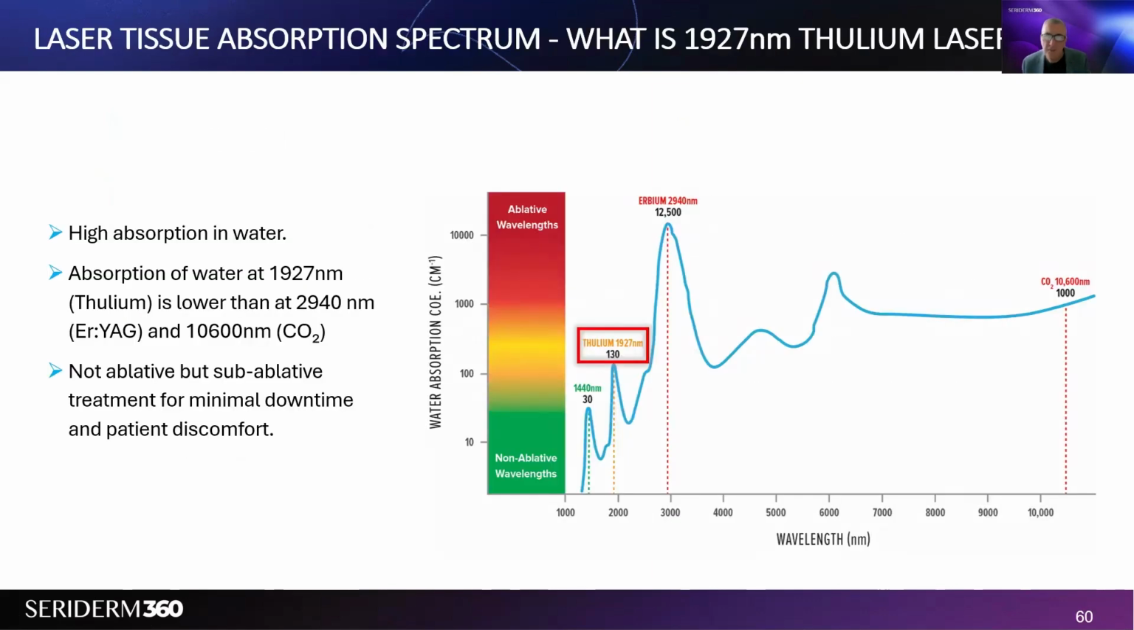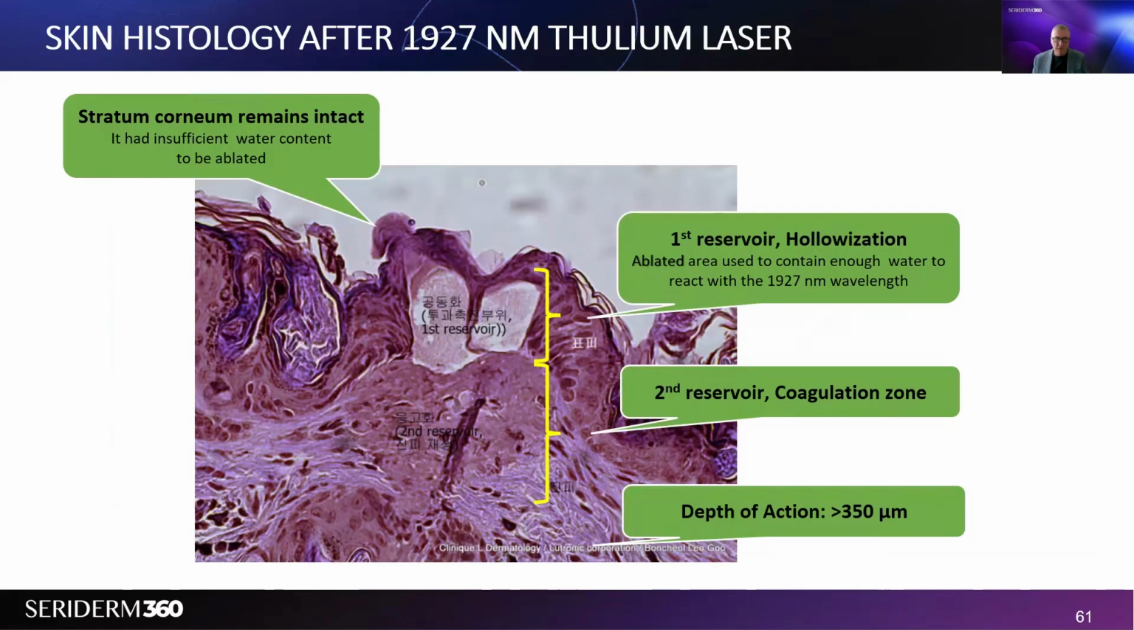So what is 1927? Why is it different? 1927 nanometer is the highest wavelength available that's non-ablative. Okay, so it's not ablative, it's not non-ablative, it's subablative. And subablative is really different. Subablative is exciting because it creates these zones of ablation beneath the stratum corneum. When you fire the laser, this high absorption in the water creates these zones of ablation just beneath the stratum corneum. During this time, steam bubbles rise and create these tiny channels in the tissue.